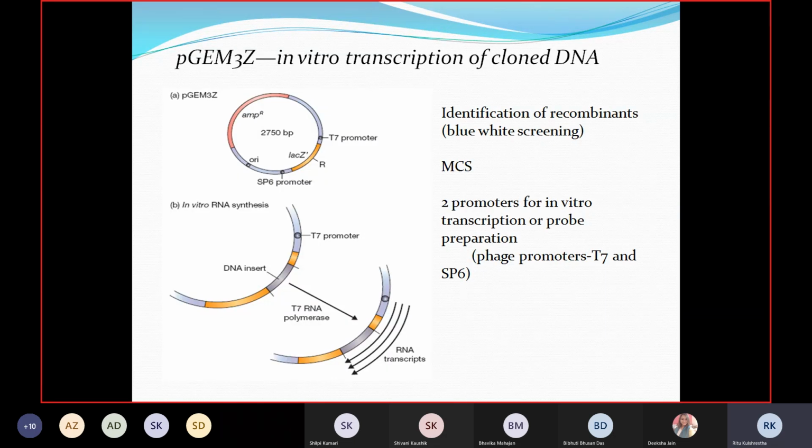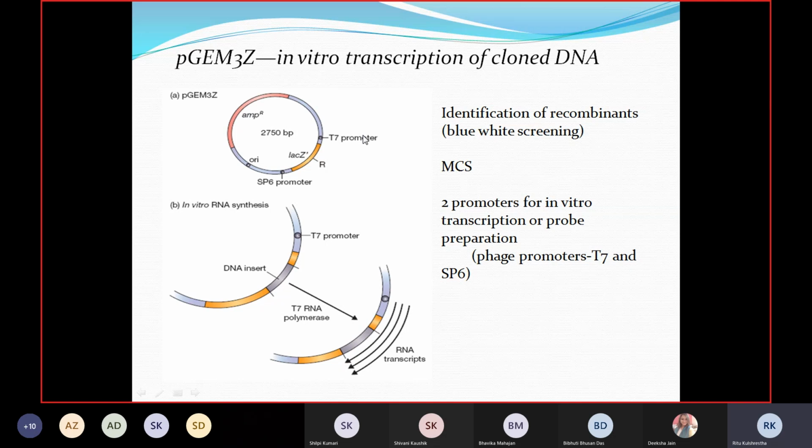So the last vector that I want to discuss today is the pGEM-3Z vector. In this vector, as compared to pUC vectors, they have introduced promoters on either side. They definitely have the same ORI, the ampicillin resistance, the lacZ, and the multiple cloning site. But the two changes that they have added here are the presence of promoter regions on either side.